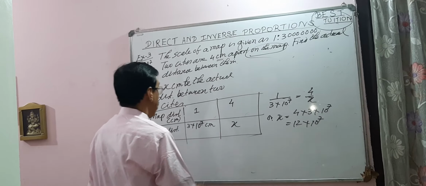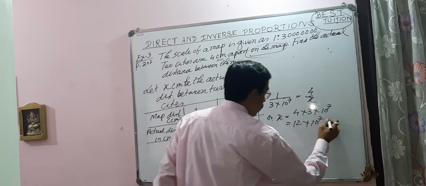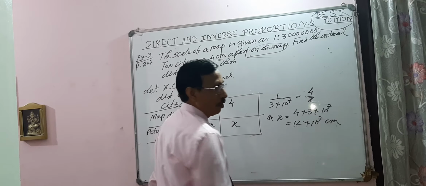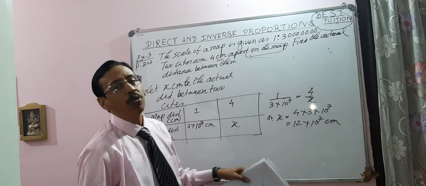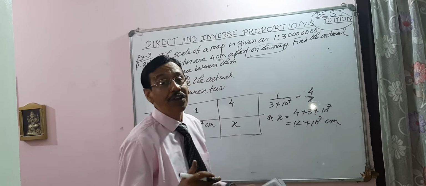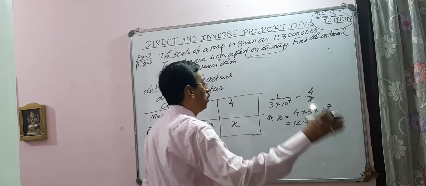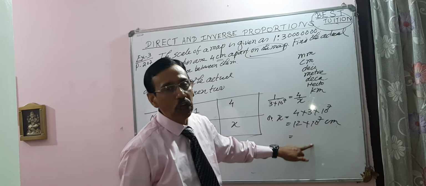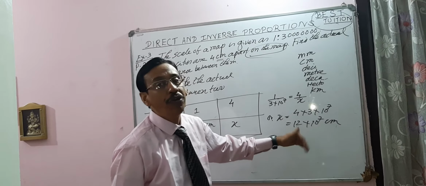What is the unit? Centimeter. So actual distance is 12 into 10 to the power 7 centimeter. But we have to convert it into kilometer. So by how much we have to divide it? Let us see. So we are going to convert this centimeter into kilometer. By how much we have to divide this?